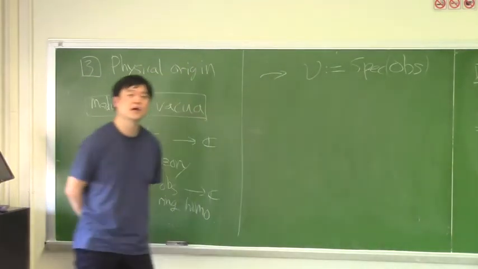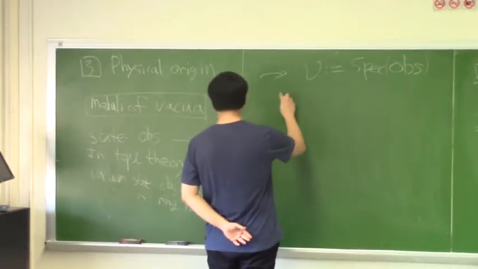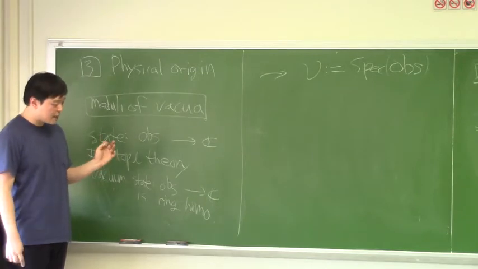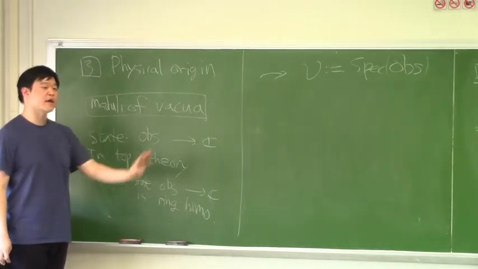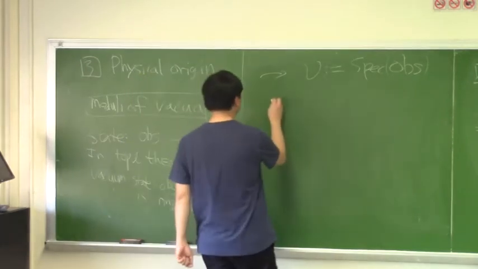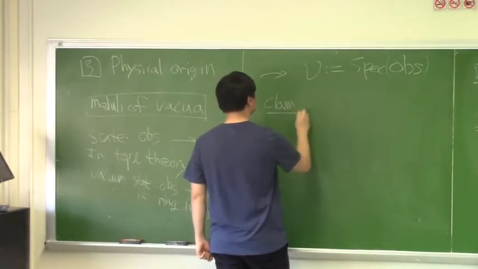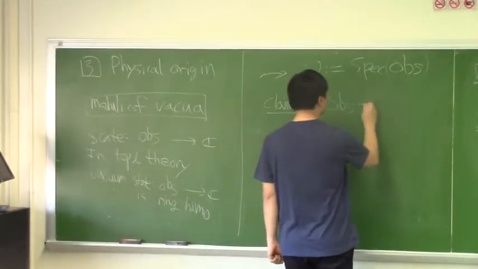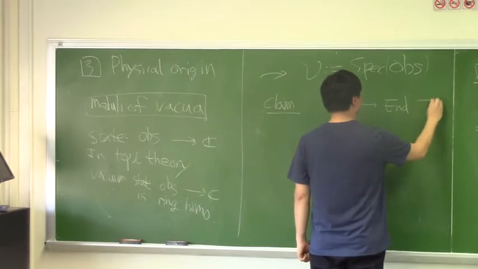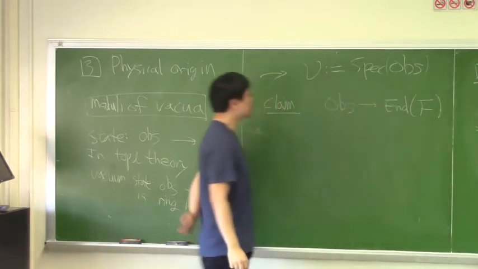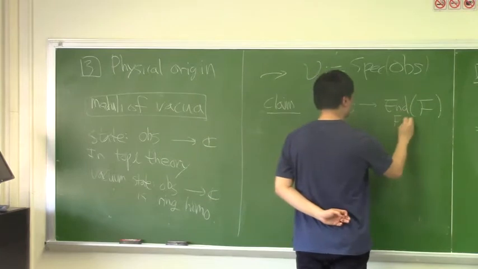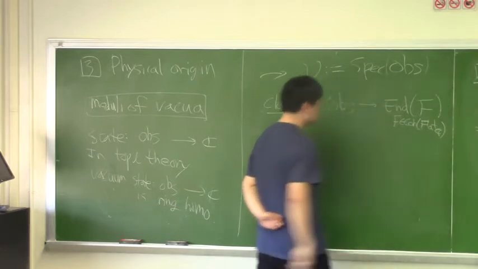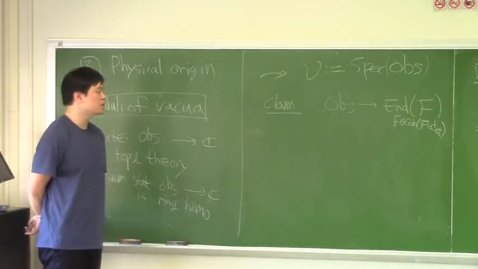The claim is that because this local algebra of observables is sort of the universal object, in field theory, it's actually acting everywhere. So the claim: given a field theory, whenever you have an object of boundary condition, in our case, an object of this flat sheaf, you actually have an edge.